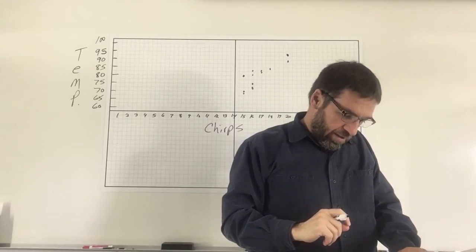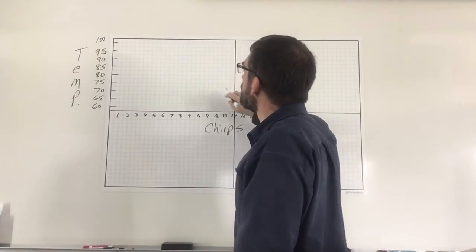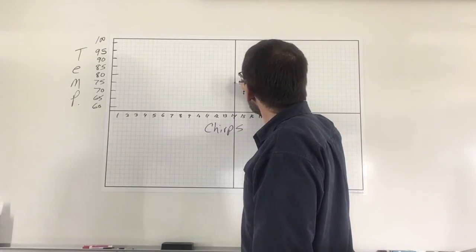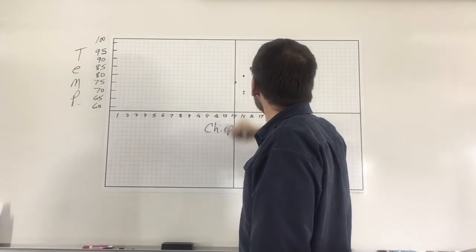Then at 76 degrees, he made 14 chirps. Uh-oh. It was getting a little colder, 76, and he made 14. That one there is right there. I'll put him just off the side there so you can see him.